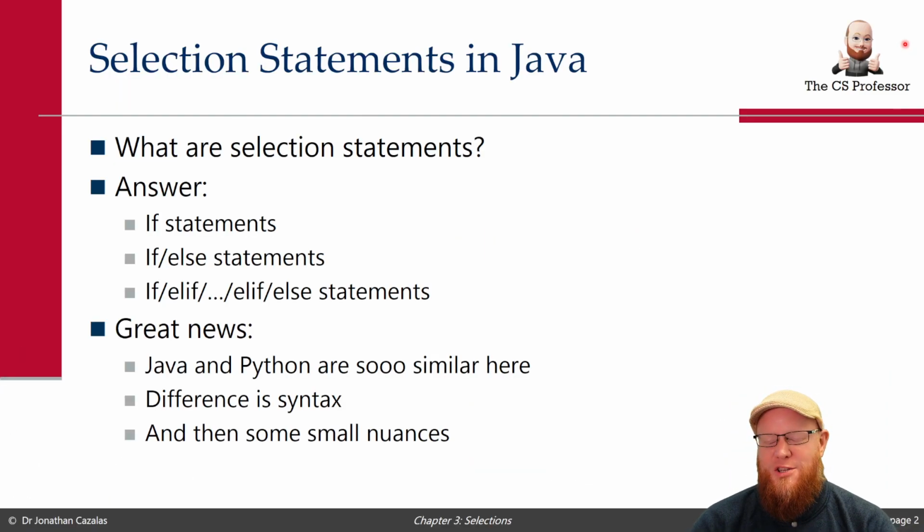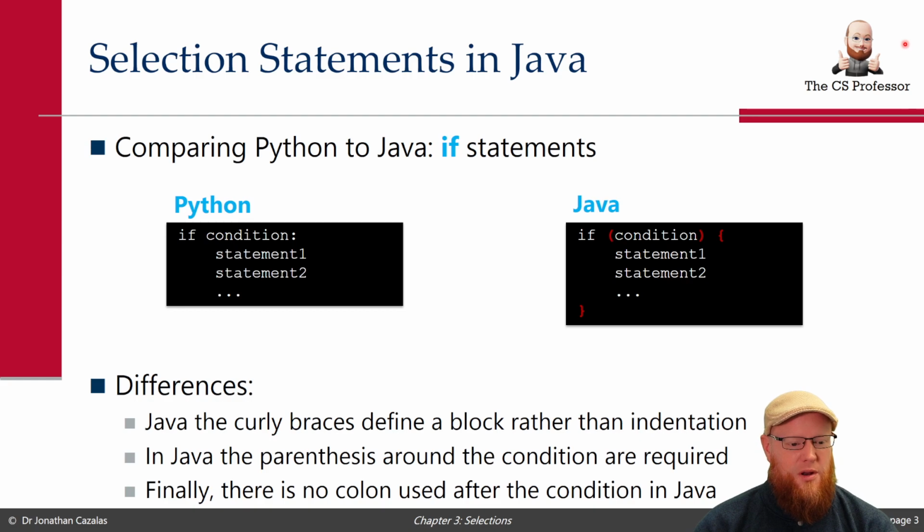What are selection statements? These are your if statements, your if-else, and from a Python perspective, your if, elif, else blocks. These are selections. The good news: Python and Java are so similar with respect to selections. The difference is simply the syntax and then some small nuances that we're going to cover.